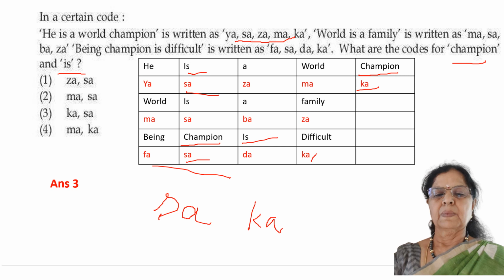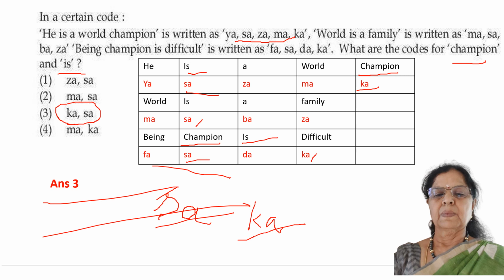Now look into the middle sentence, "is" is there. So for "is", sa is there. So now we know that "is" is sa and ka is "champion". But look at the order: the codes for "champion" and "is". So ka should come first, ka and sa. So the third answer is the correct one. Got it? Very simple one.